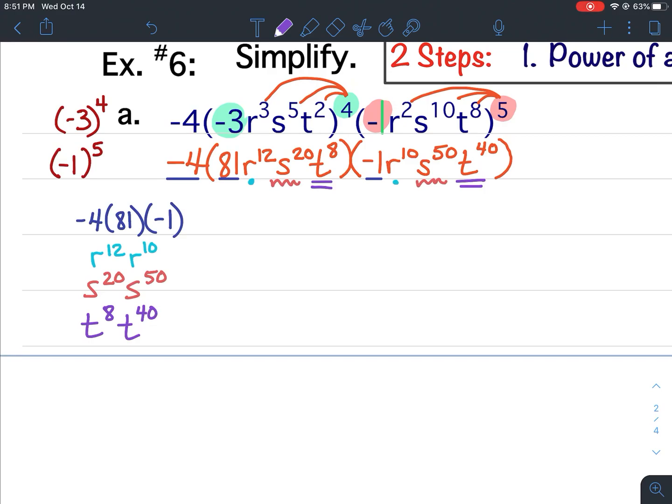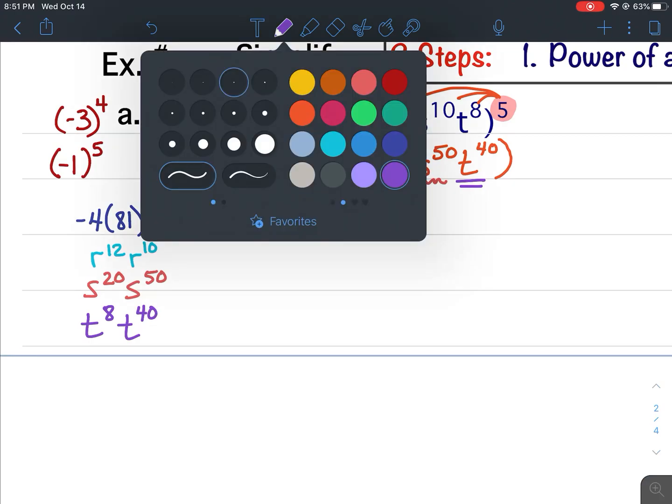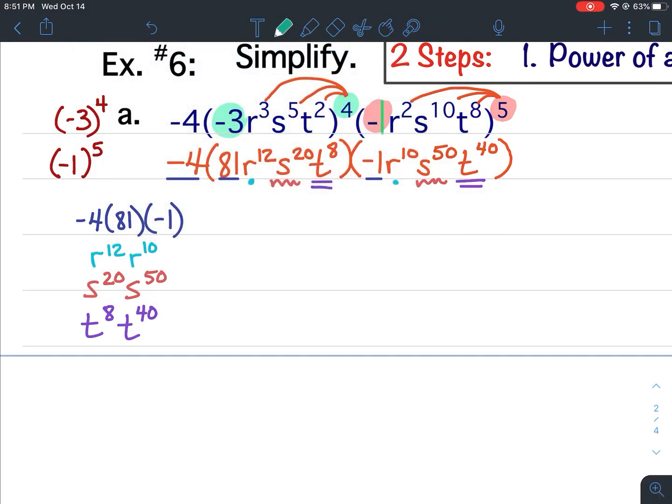Now that I've grouped everything, I'm ready to multiply. Negative 4 times 81 times negative 1. If you put that in your calculator, you would get 324. So this would be 324. It's positive because there are 2 negatives.